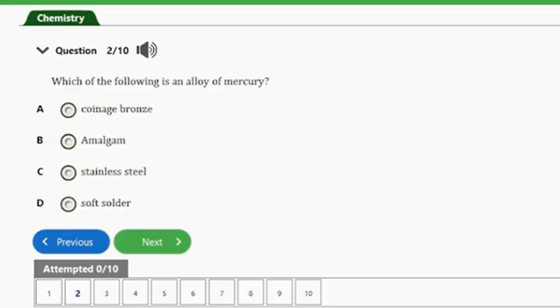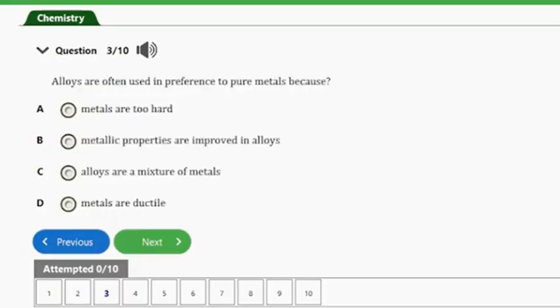Question number 2, it says, which of the following is an alloy of mercury? A, coinage bronze; B, amalgam; C, stainless steel; D, soft solder. The answer to this question is option B, that's the amalgam. An alloy of mercury is known as an amalgam. Amalgams are a combination of mercury with another metal. They are used in dentistry and for extraction of gold and silver. So that's it for that question. Let's consider the next question.